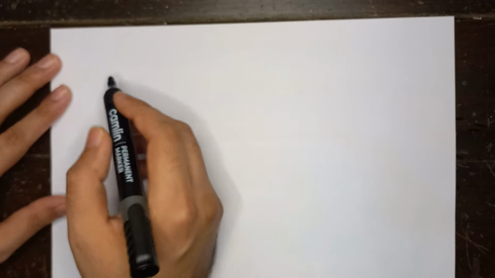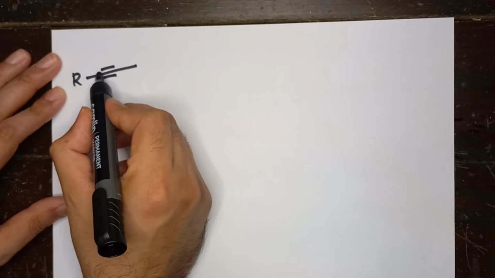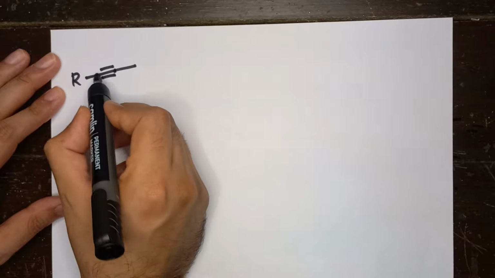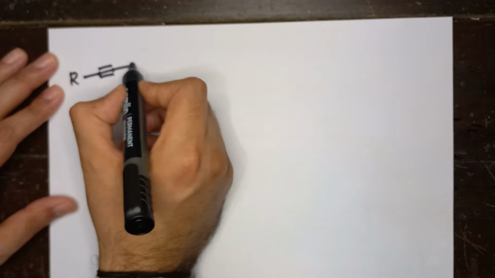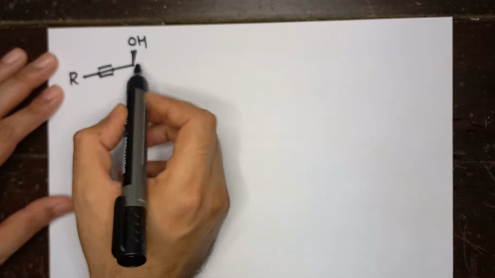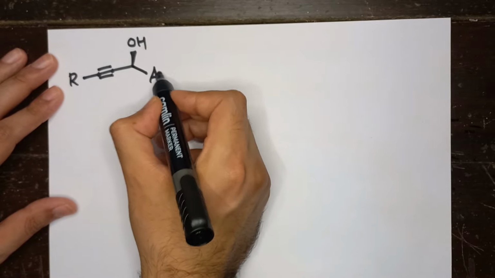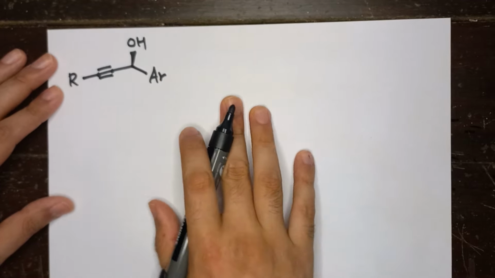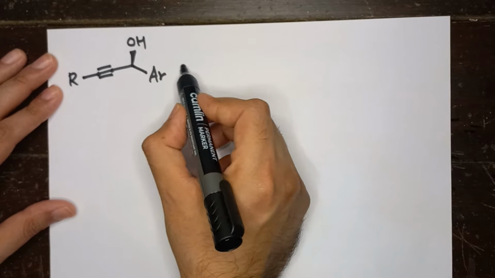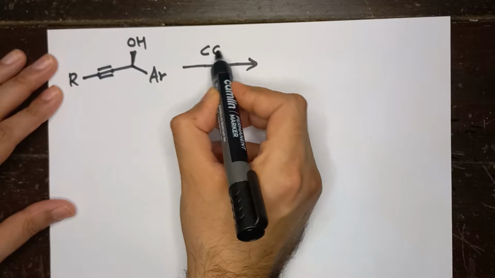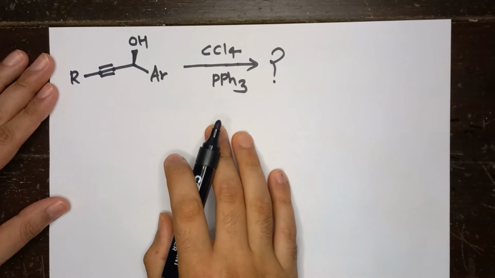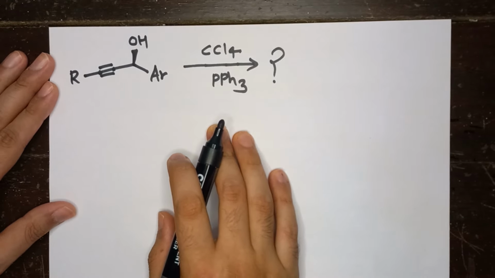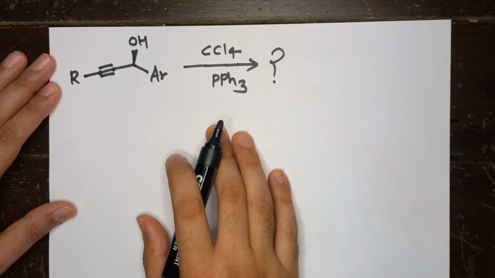Okay, so here's another question. This time we have an alkyne group. Okay, this represents a carbon. So this is a carbon and this is a carbon, because alkyne is a linear molecule. We have OH present above the plane and we have an aryl group. Okay, now I'm reacting this with CCl4 and PPh3. So what is the product? Find out the product and the reaction mechanism for this particular reaction.